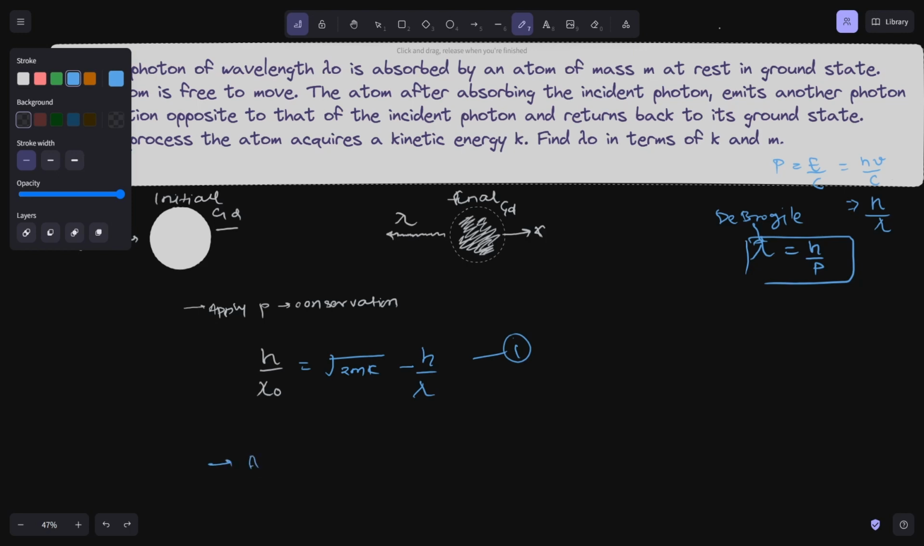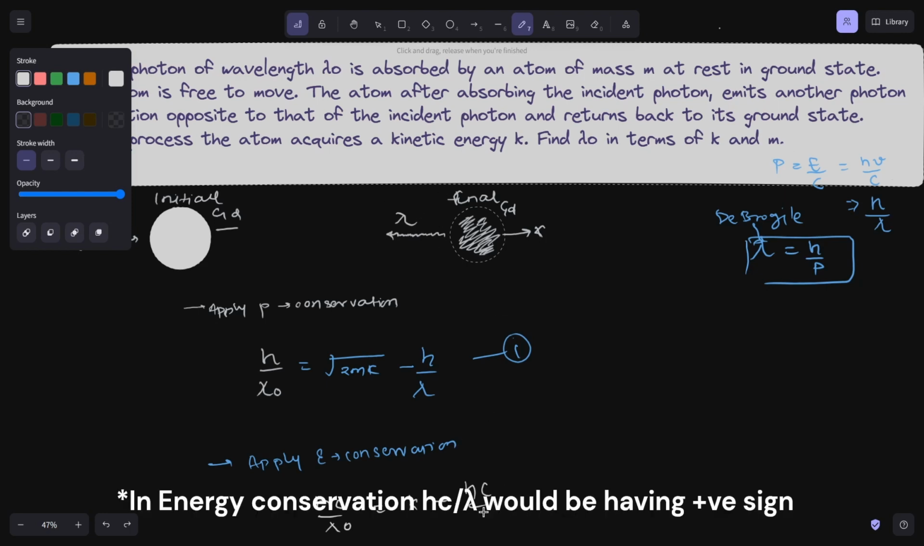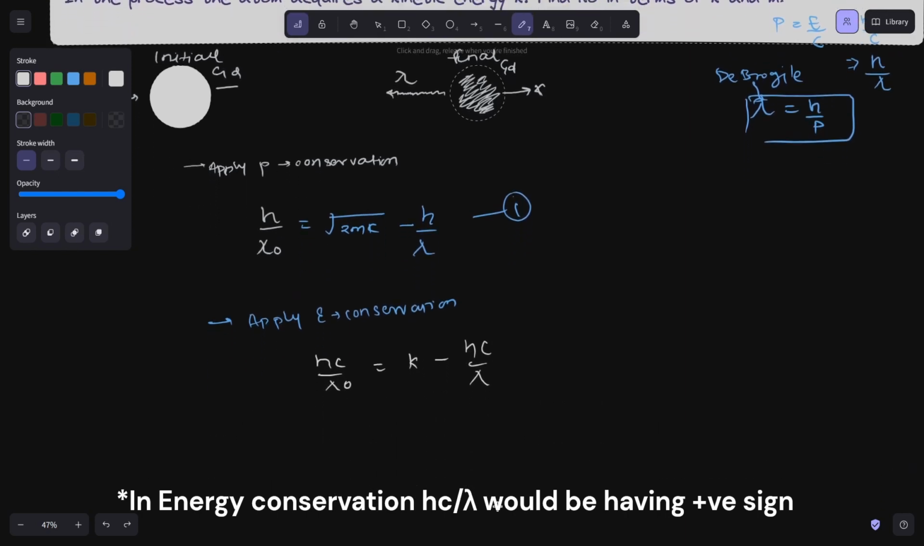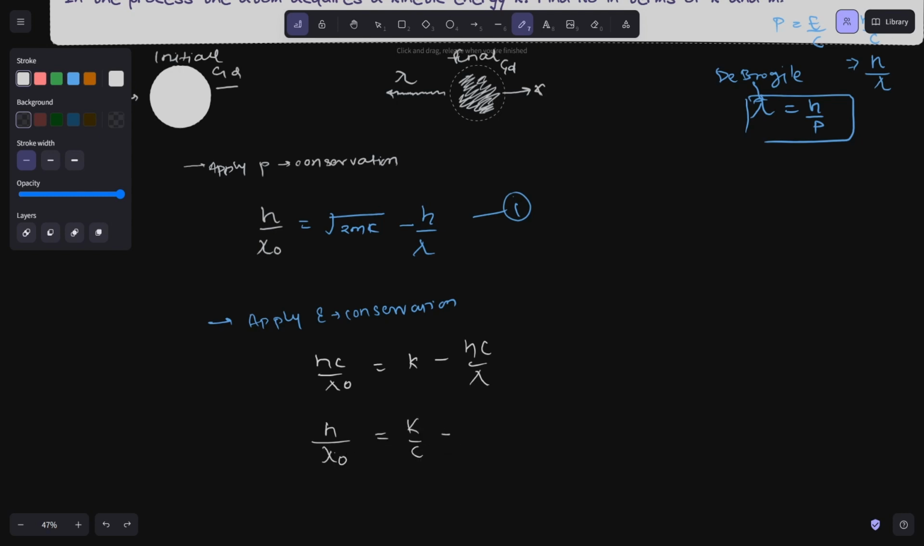Now we are applying the energy conservation. We know that the energy of the photon, hc by lambda naught, is equal to the kinetic energy at the right, so we take it as plus K, then minus the energy of the emitted photon, hc by lambda. Now we'll be dividing it by c. You will know why we are dividing it by c. So it comes to be h by lambda naught equals K by c minus h by lambda. This is the second equation.